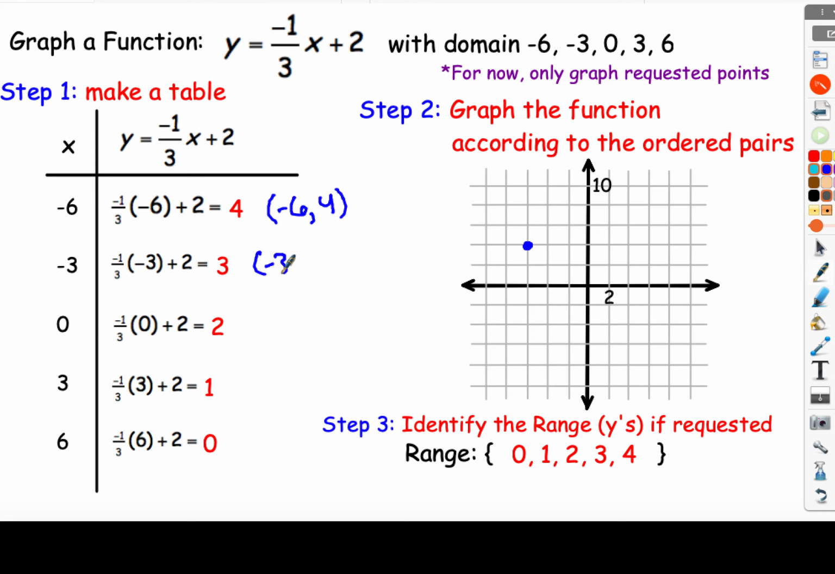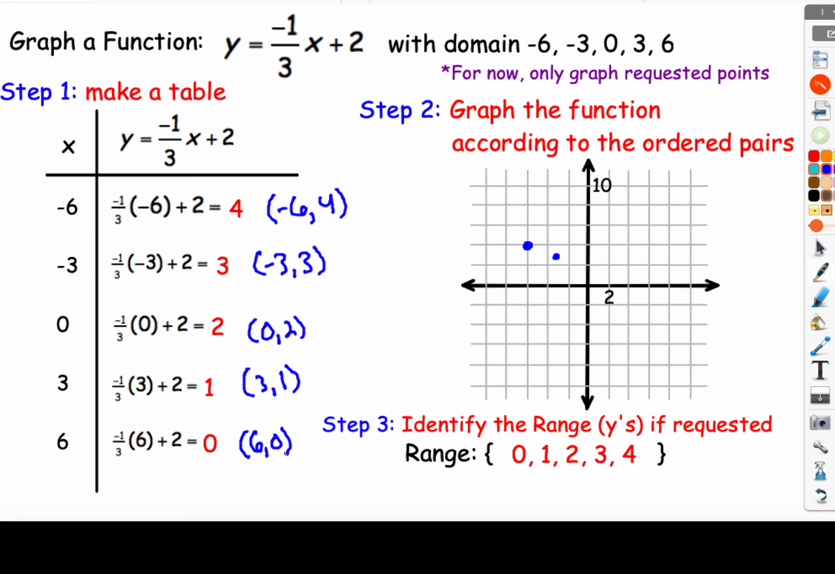We also need -3, 3. So again, I'm going to go -3 up 3. Remember, I was counting by 2's, so this was technically 1, 2 to get to the lattice line. 3, again, would be partway in between 2 and 4, right? And then I'm going to go up 2, makes 3 right there. I also need to plot the point 0, 2. And I'll need 3, 1, and we'll need 6, 0.